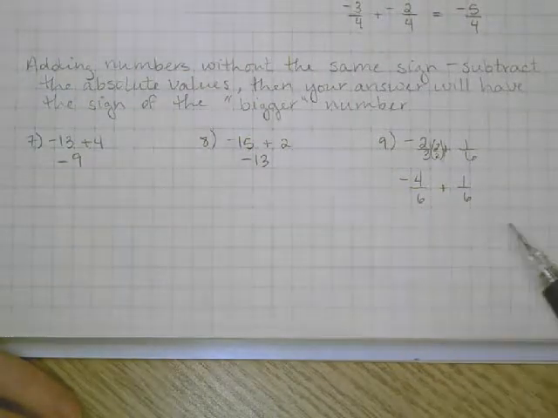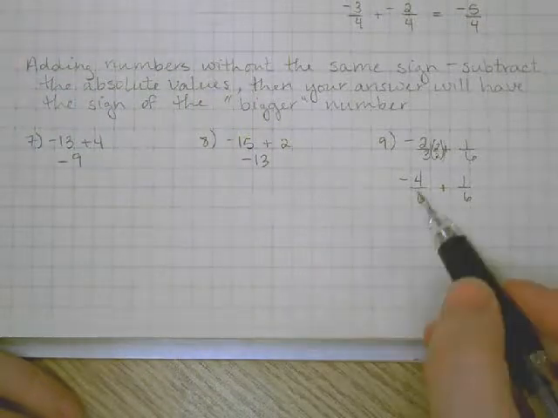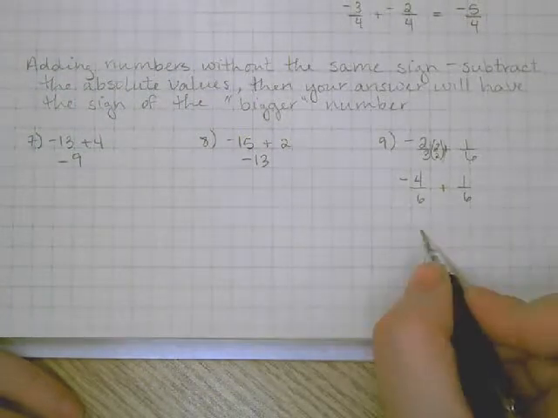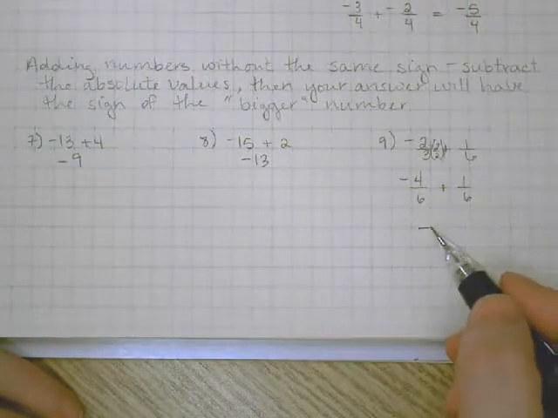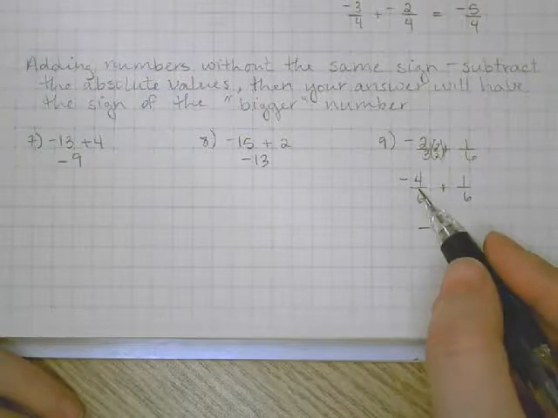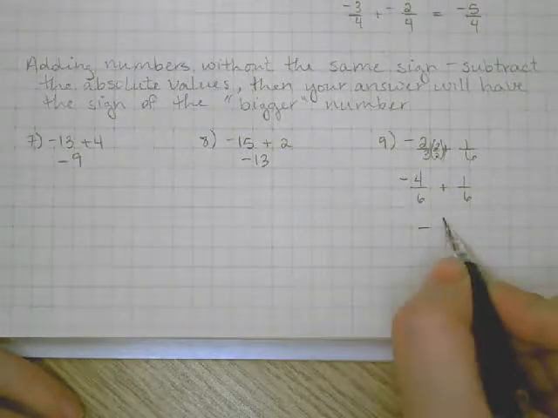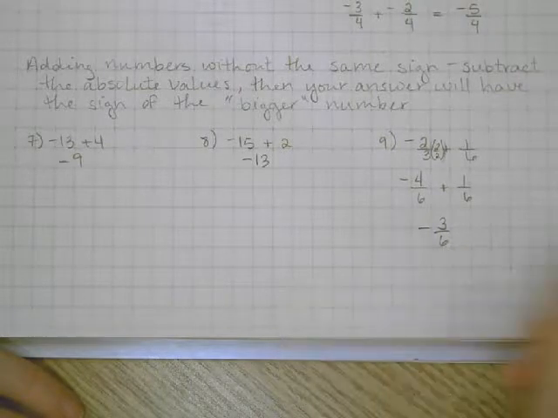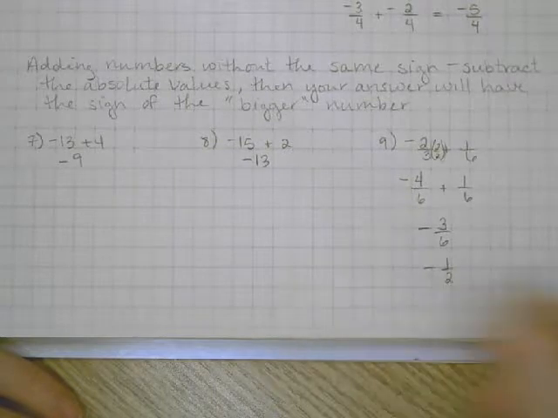Obviously, 4 over 6 is bigger than 1 over 6. So because the negative 4/6 is negative, it's going to be a negative answer. So the difference between 4 and 1, 4 minus 1, is 3. So this is going to be a negative 3 over 6. And I can reduce that if I want to negative 1/2.